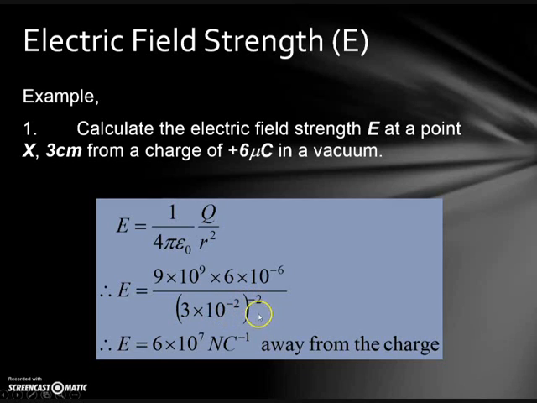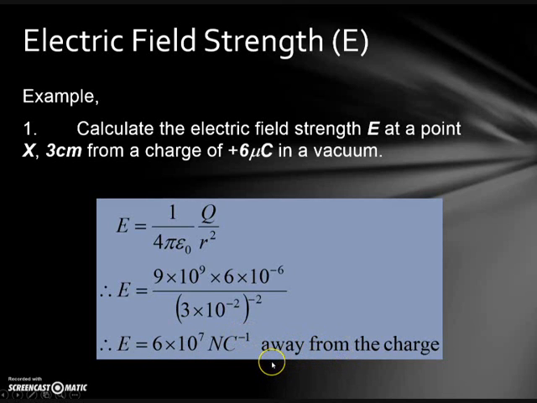And then it's going to be squared. Don't worry about a little negative up there, we'll figure that one out. I'm not sure why that's showing up there. But if we get that, we have our field strength at 6 times 10 to the 7 newtons per coulomb, minus 1 away from the charge.